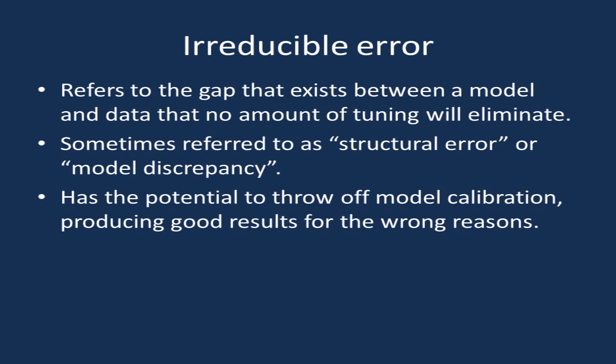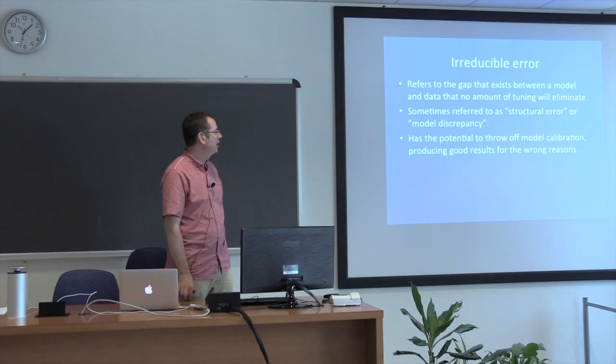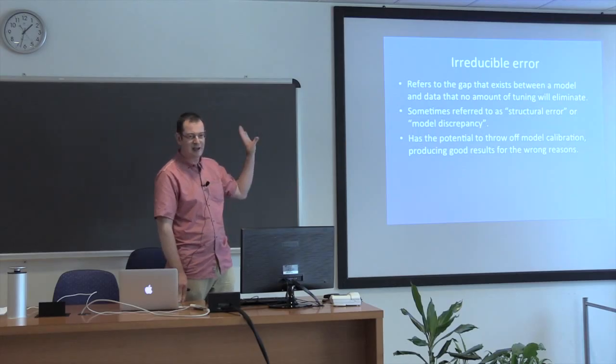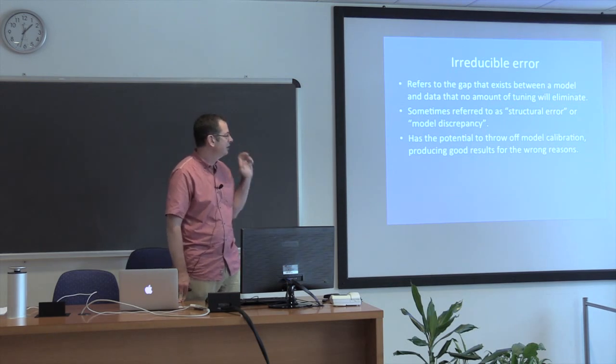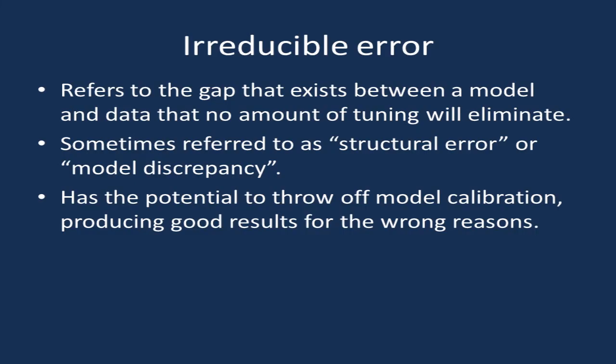Jim McWilliams wrote a paper that uses that term, irreducible error. So that's a climate scientist saying irreducible error. But in statistics, they sometimes refer to this as structural error or model discrepancy.